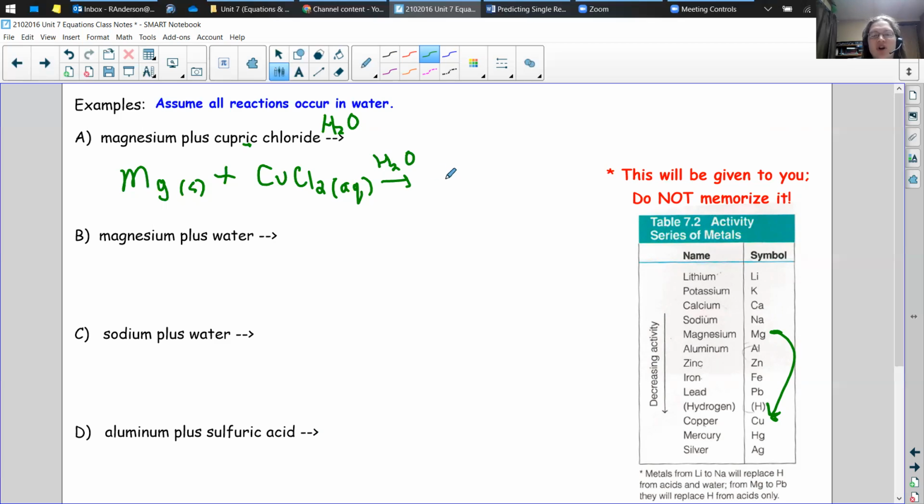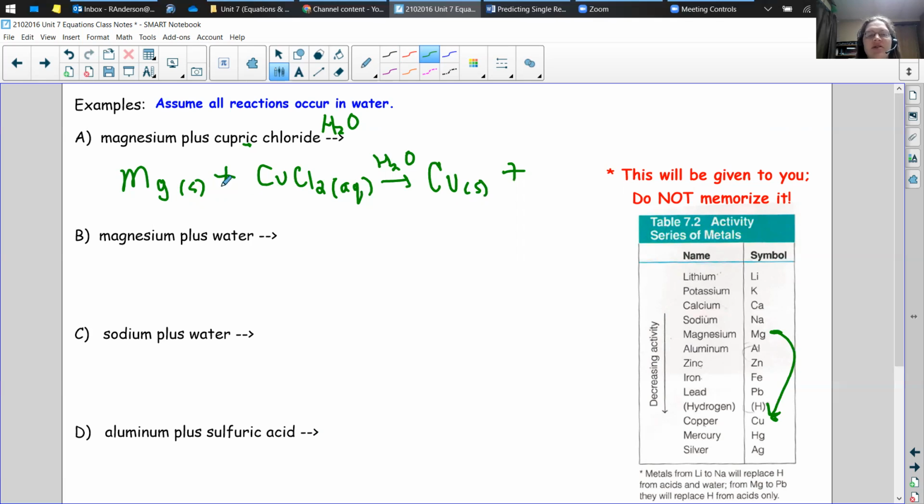And so if it does occur, we want to certainly write what our products are. So what we're going to have happen here is we're going to have copper come out as a metal and as an atom. So if it's an atom, it does not have a charge. So this is going to be copper, just solid copper. No metals will be dissolved in water. No metals here will be aqueous. They will all be solids with the exception of mercury. If mercury is present, it'll be a liquid because that's what it is on the periodic table. Remember, you're looking at the periodic table to get the physical states of the metals.